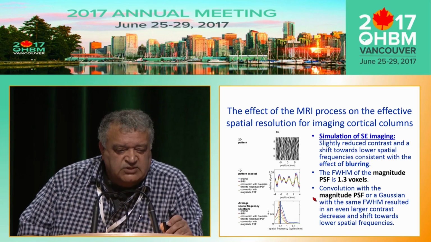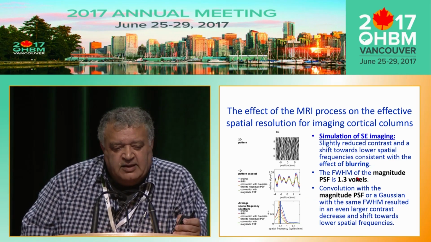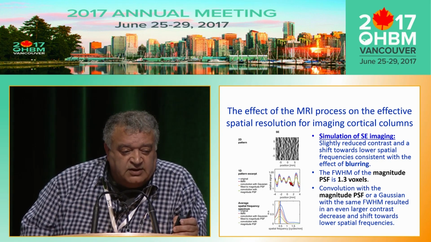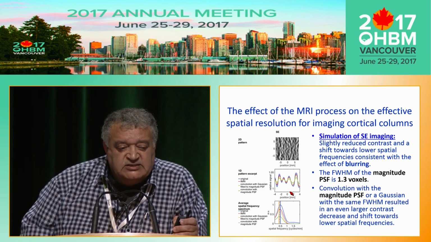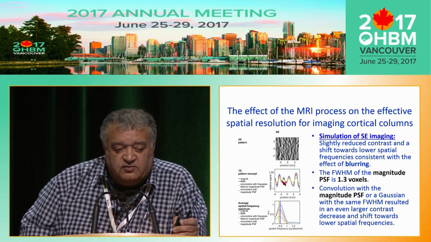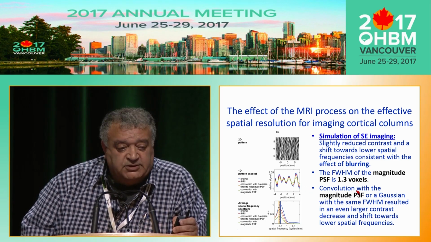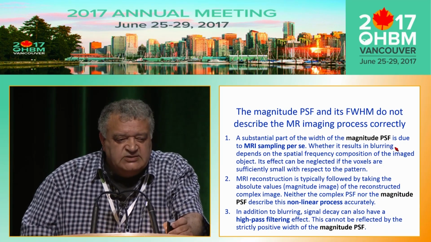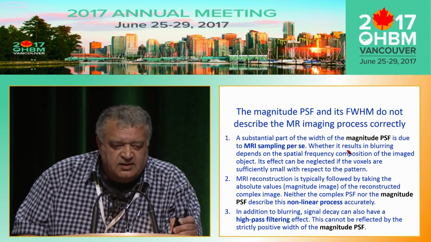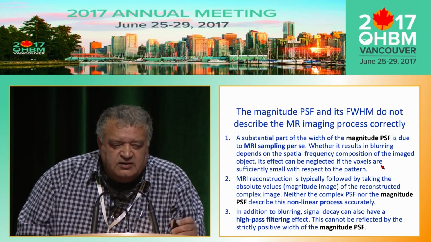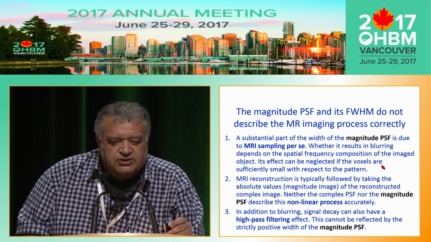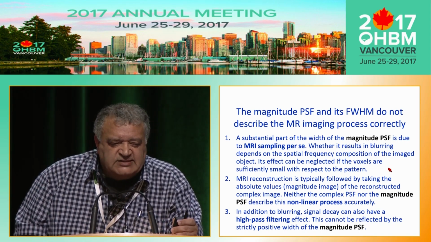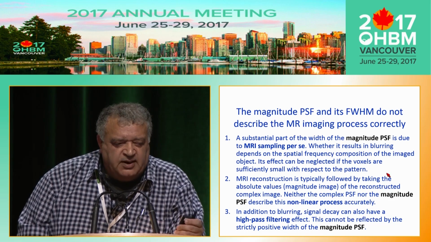Convolution with the magnitude point spread function in green reduces the contrast and pushes the spectra to lower frequencies. With spin echo imaging, we get blurring, but this blurring, which can be seen here in the red curve as lower amplitude, is smaller than the effect of blurring of the imaging point spread function. So a substantial part of the width of the magnitude point spread function is due to the MRI sampling per se. Whether it results in blurring depends on the spatial frequency composition of the imaged object. Its effect can be neglected if voxels are sufficiently small with respect to the pattern.